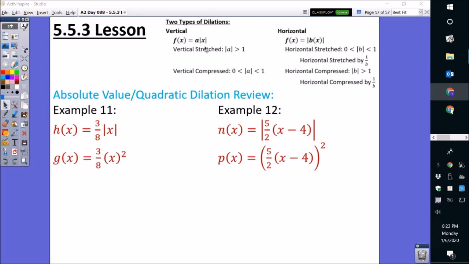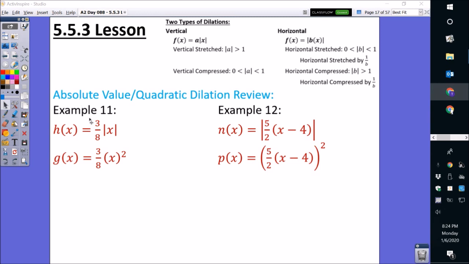Vertical stretch is when the number that's outside in the front is more than 1. Vertical compress is when the number that's, again, also outside but is less than 1. Now horizontal is when the number is inside a function, and horizontal stretch is when the number is less than 1. Horizontal compress, again, when the number is inside a function but it's greater than 1. So let's do a little review for absolute value and quadratic.